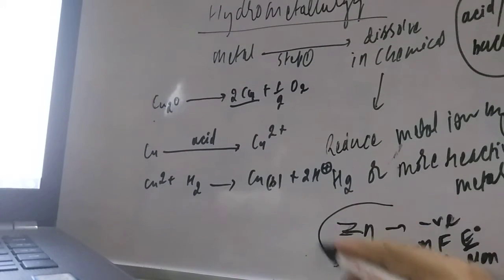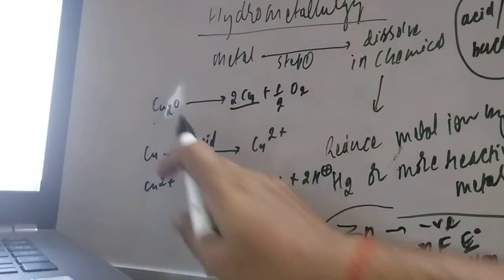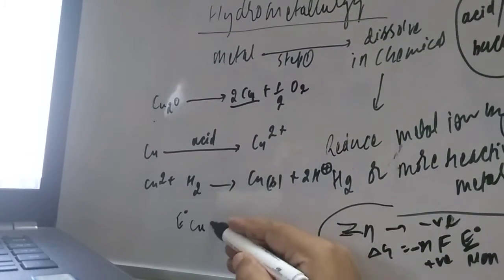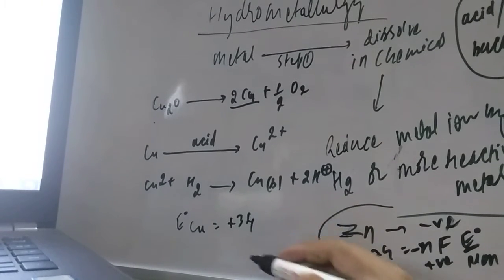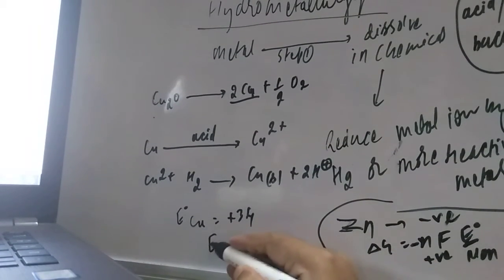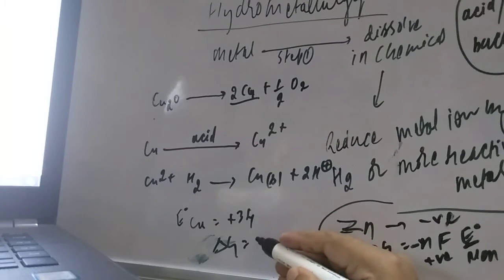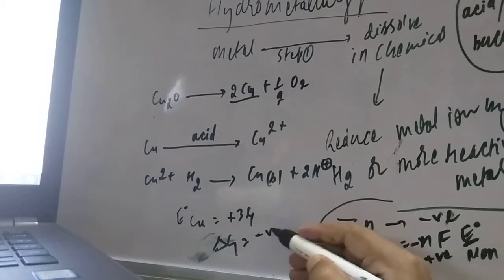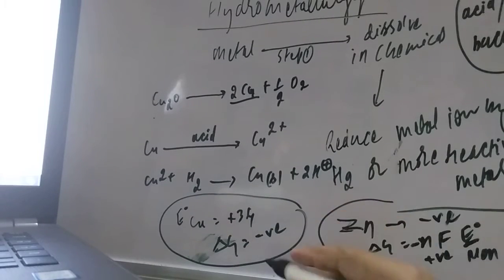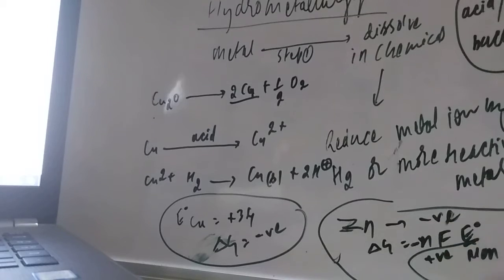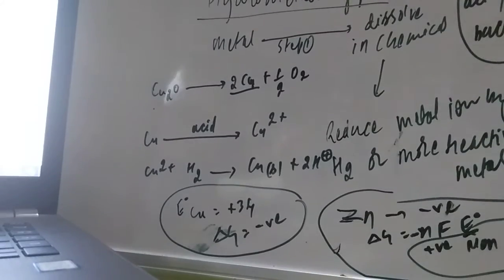But when you are talking about copper, student, copper has a positive value of E naught cell, which is like plus 3.4. If you calculate delta G, it will come negative for copper. Negative means spontaneous, but for zinc it is coming positive, and positive means non-spontaneous. So zinc cannot be extracted, but copper can easily be extracted.